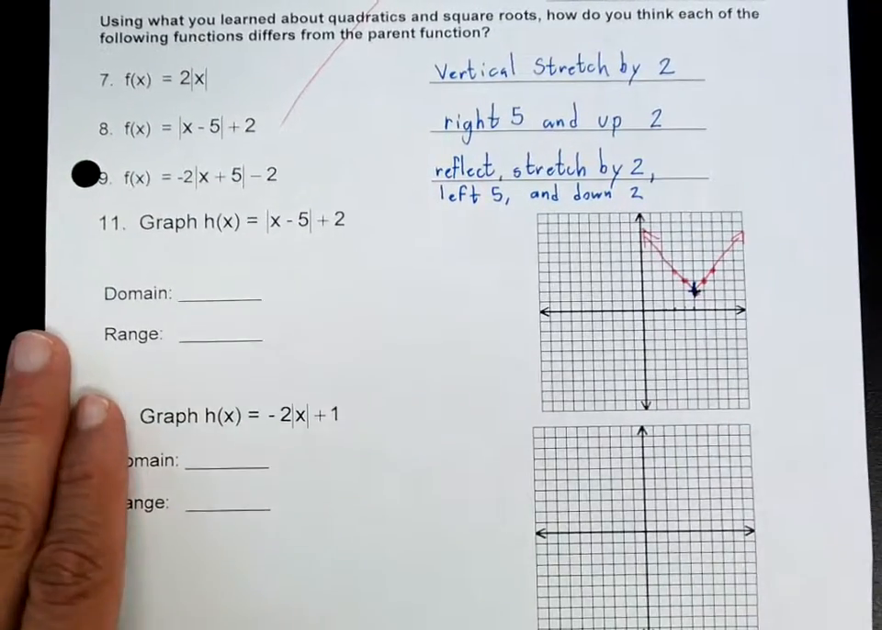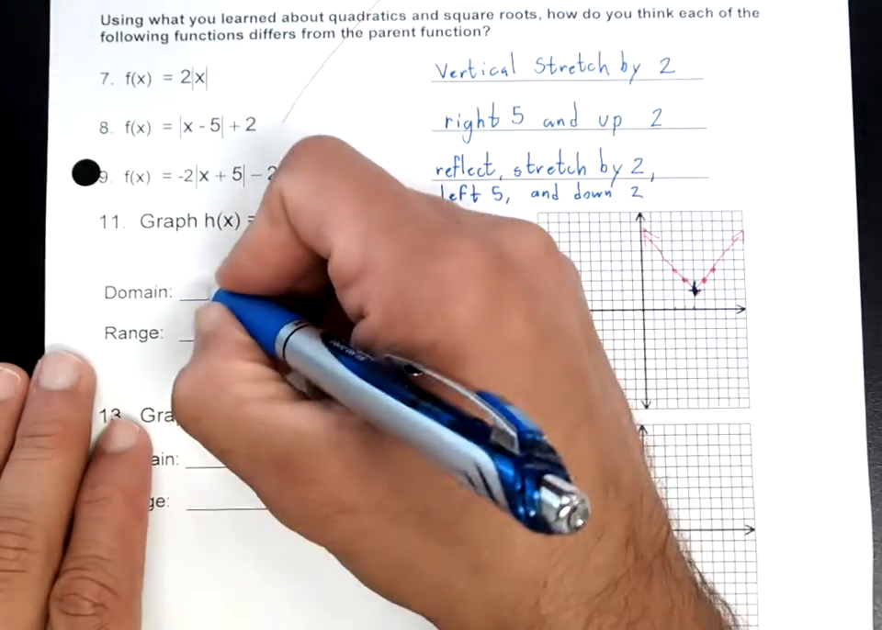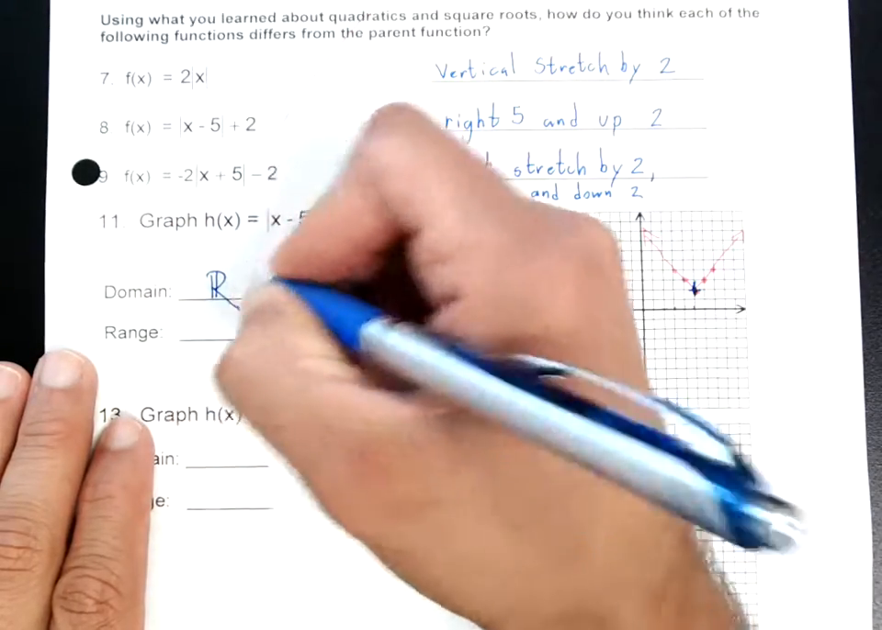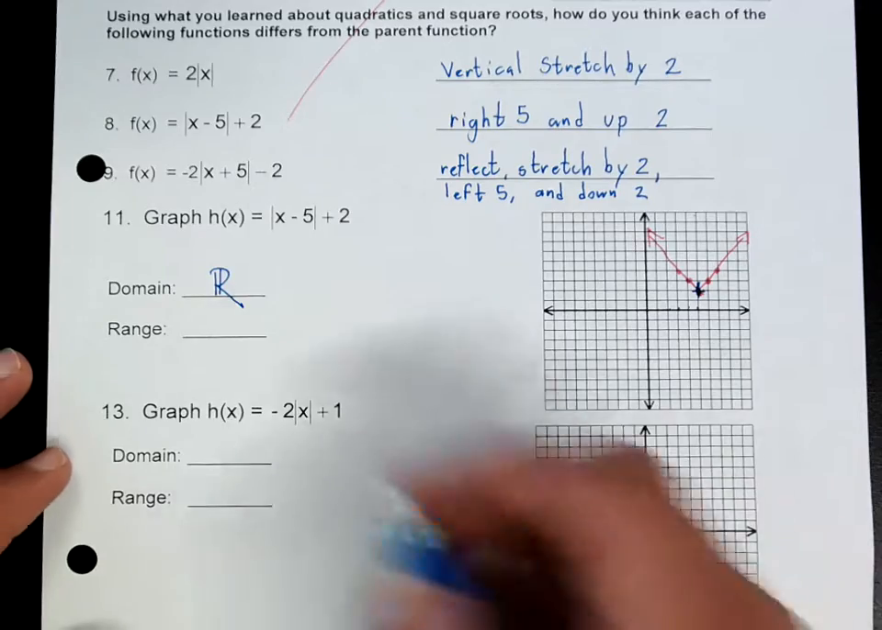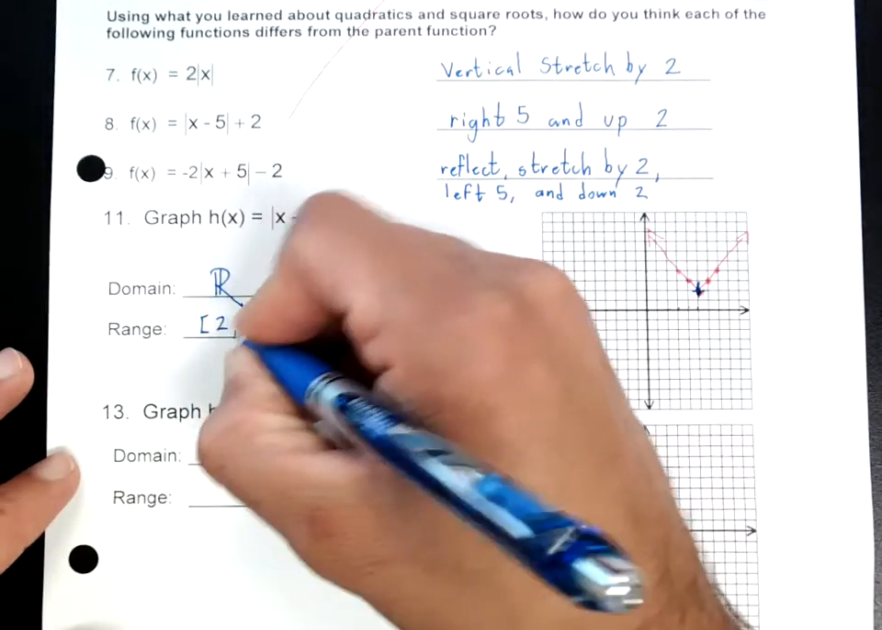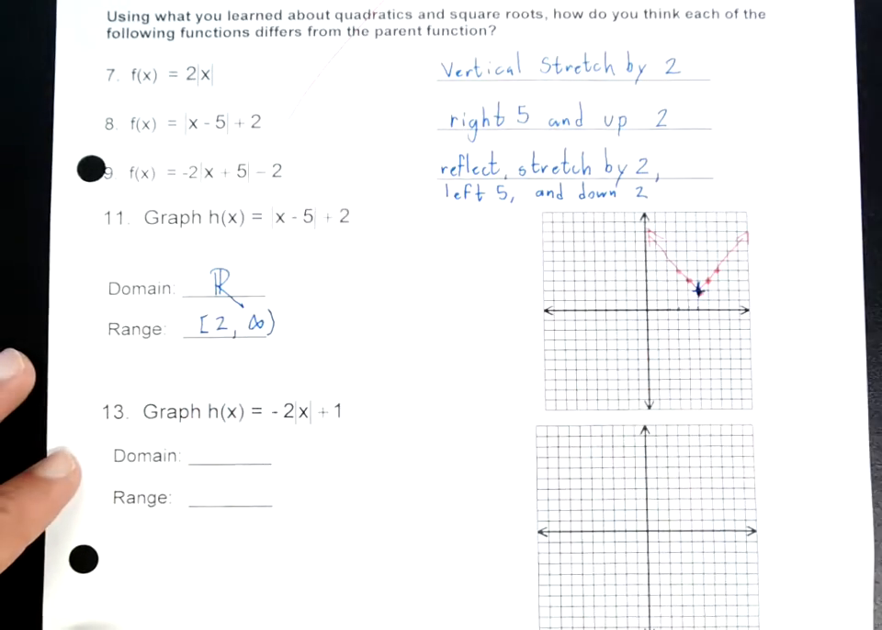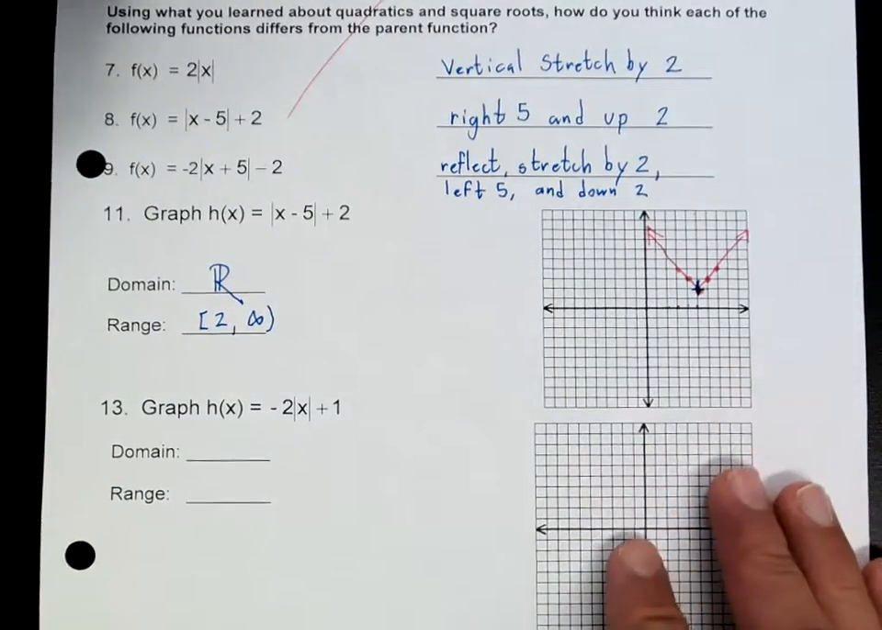What's the domain of this function? All real numbers, right? It covers everything from negative infinity to positive infinity. What's my lowest point? What's my highest point? Infinity. Good. All right, moving on to 13.